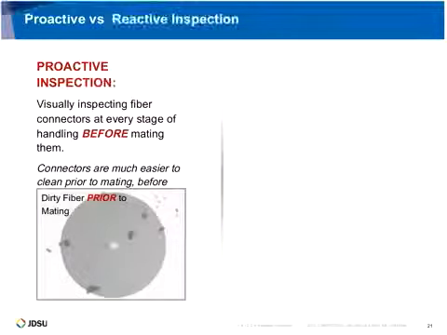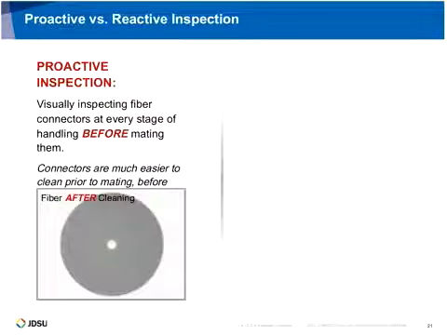So I want to contrast that proactive versus reactive inspection. Here's a picture of a fiber connector end face that has a significant amount of debris on it, but it hasn't yet been mated into another fiber connector. And so if you proactively inspect that and go to clean it, the debris comes right off because it's basically just resting there on the end face of the connector.